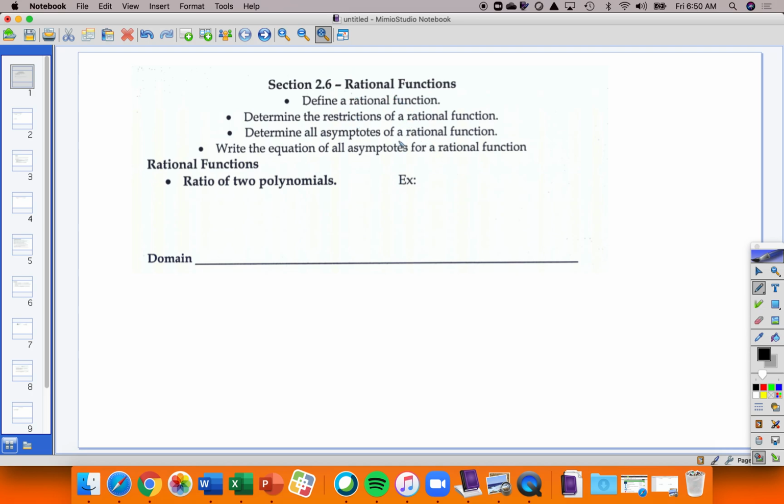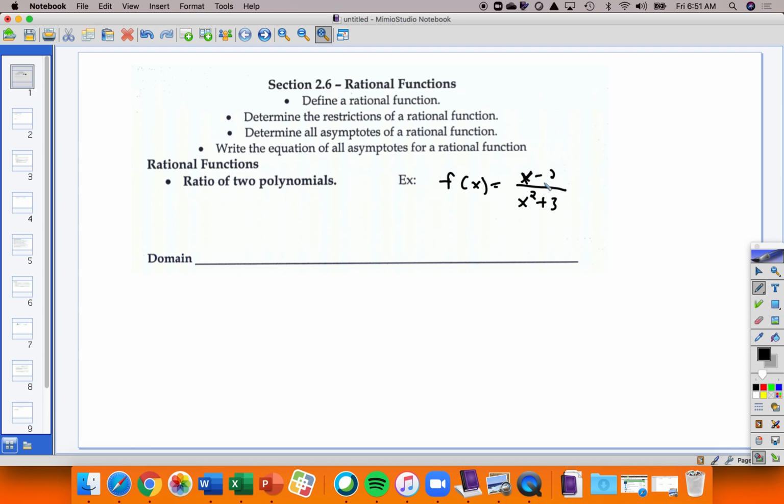Rational, the word ratio is in it, is a ratio of two polynomials. So if you take a polynomial and you divide it by another polynomial, you'll get a rational function, a ratio, a fraction. For example, the function (x - 2) over (x squared + 3) is a rational function. It's a polynomial divided by a polynomial.